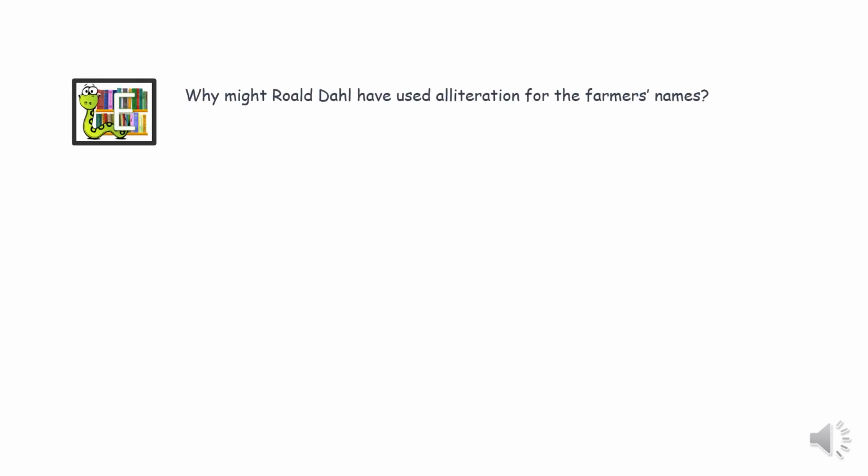E for explain. Why might Roald Dahl have used alliteration for the farmers' names? Do you think it's right for Mr. Fox to steal? And explain your answer fully.